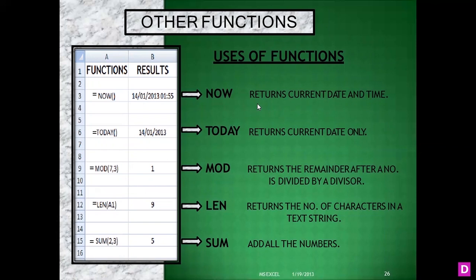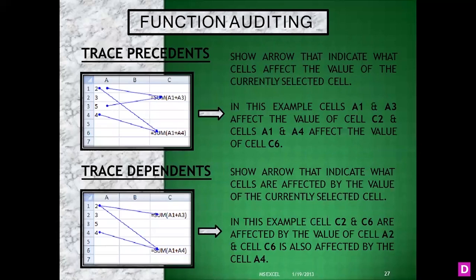Today, date and time. Today written it's what? Today date only. Mode, length, sum. The MOD function is called mode. It returns the remainder after the number division. If I say 7 divided by 3, 3 twos are 6, and one value is the remainder. It's a 1.